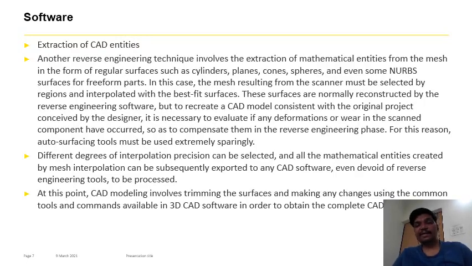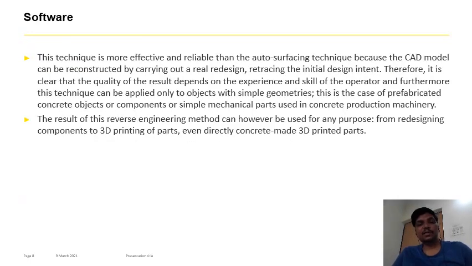Extraction of CAD entities is the second method. This reverse engineering technique involves the extraction of mathematical entities from the mesh in the form of regular surfaces such as cylinders, planes, cones, and even some NURBS surfaces for forming the freeform parts. Then you have certain software. The technique is more effective and reliable than the auto surfacing technique, because the CAD model can be constructed by carrying out a real redesign, retracing the initial design intent.